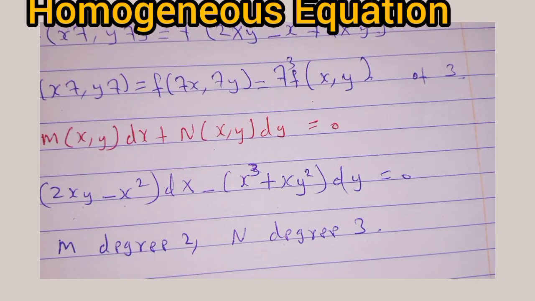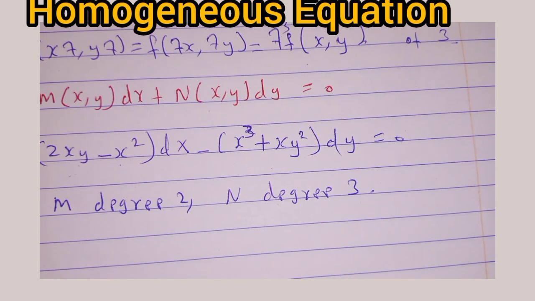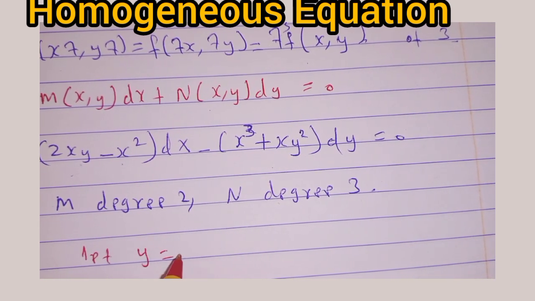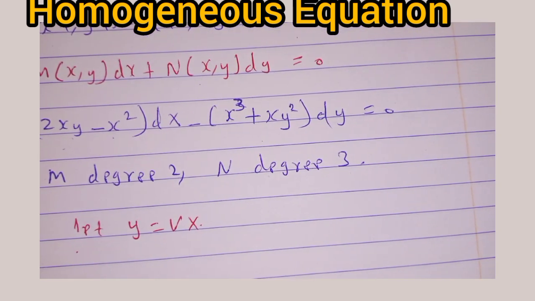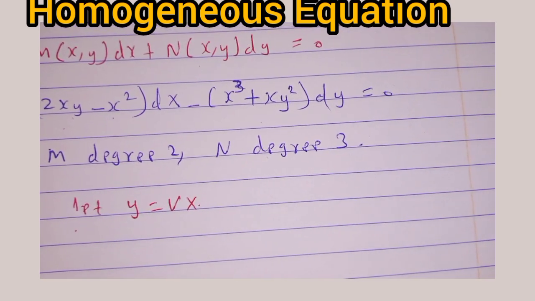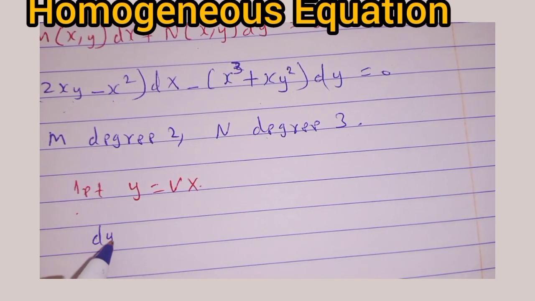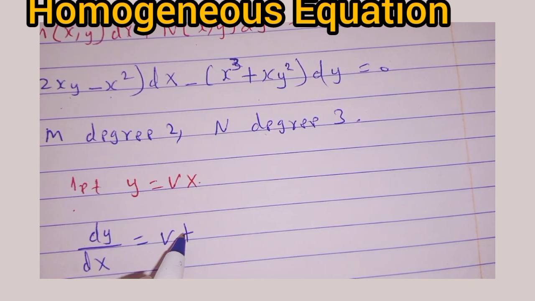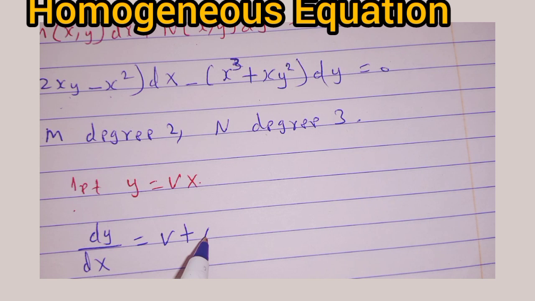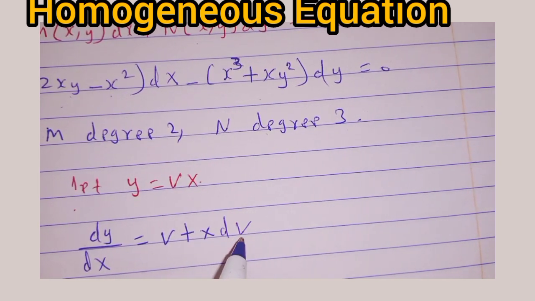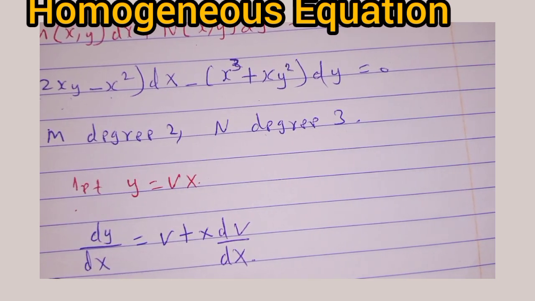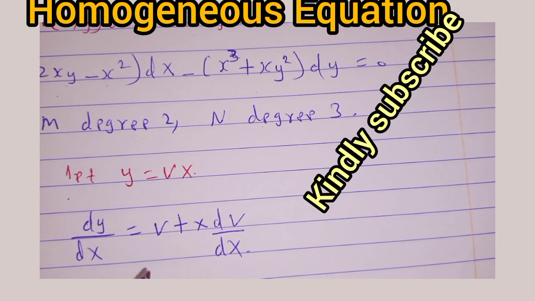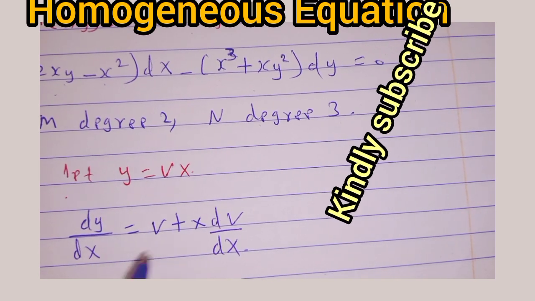Now, to solve a homogeneous differential equation, we make the following substitution. We let our y be equal to vx. Then from here, we differentiate both sides to obtain the following. So you get dy over dx. This is a product function. So here you are going to get v plus x dv divided by dx. So that is the substitution we make when we want to solve a homogeneous equation. We let y be equal to vx, and then we differentiate both sides and we make the substitution.